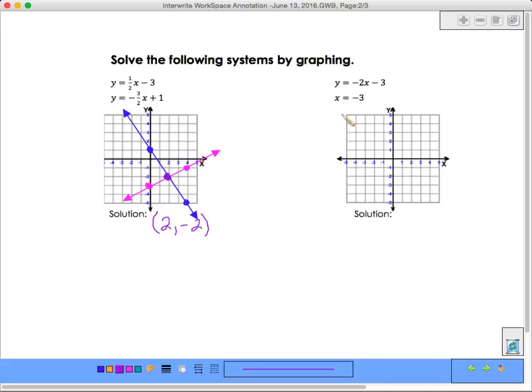All right, looking at the next one. This top equation we're used to graphing. So we're going to start at negative 3. And then we have negative 2 for a slope. Remember that we can put all whole numbers over 1. So we're going to go down 2 over 1.